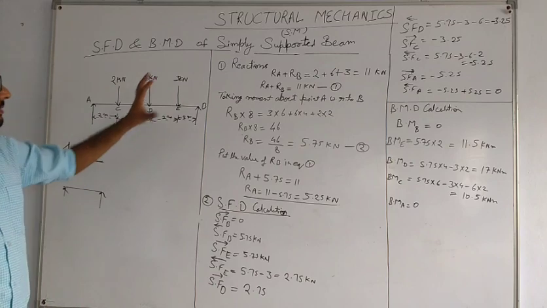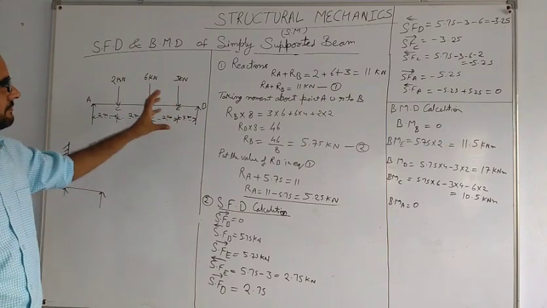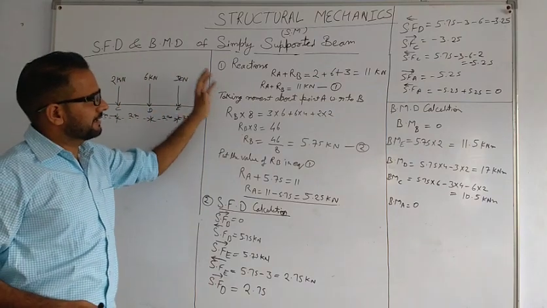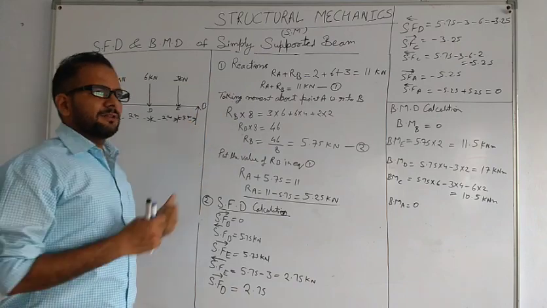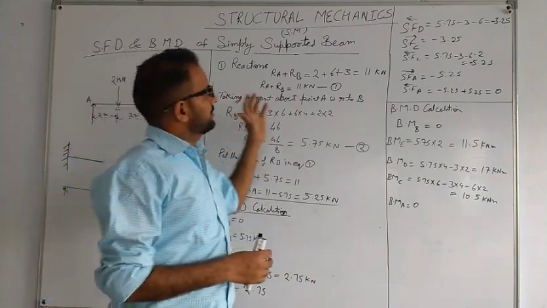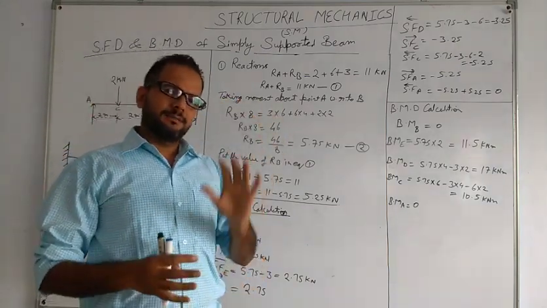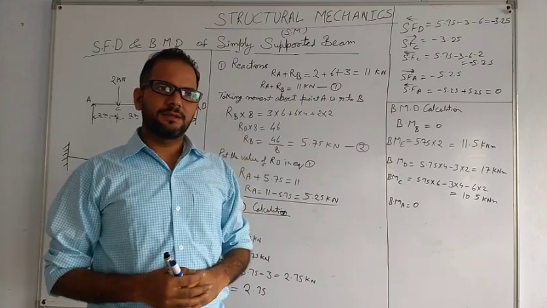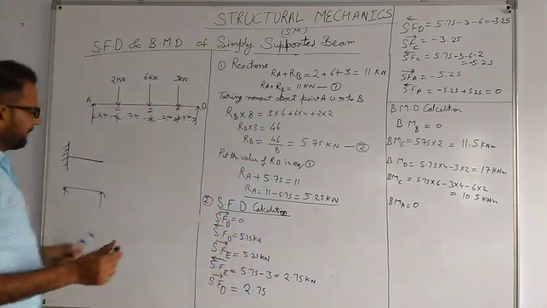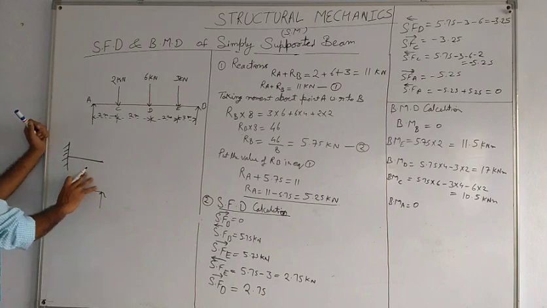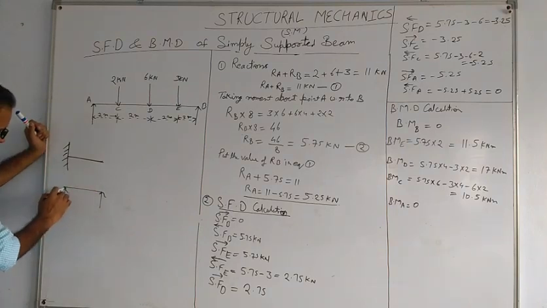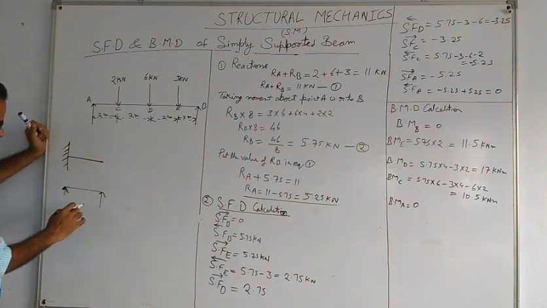So before explaining this shear force and bending moment diagram, let me tell you a brief description about the beams. So there are basically 6 types of beam. First one is cantilever beam. Let me show you. This is cantilever beam. Second one is simply supported beam.